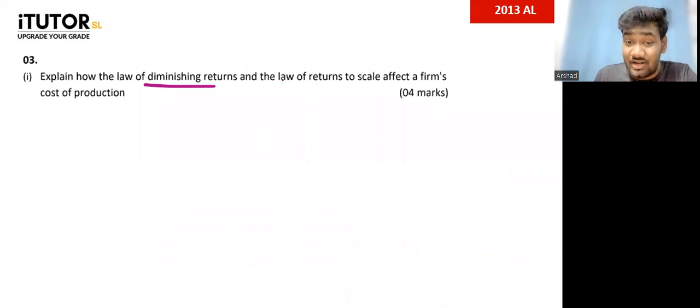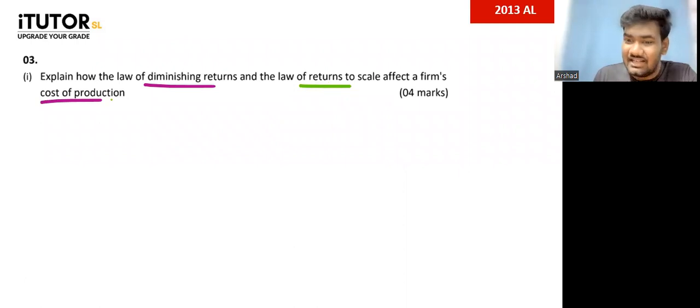So how is the short run cost affected? How does it affect the cost of production? You can say, when MP is increasing, MC is decreasing. When MP is decreasing, MC is increasing. All of this was in the 2012 paper. Then how do you explain the other one? Law of returns to scale.